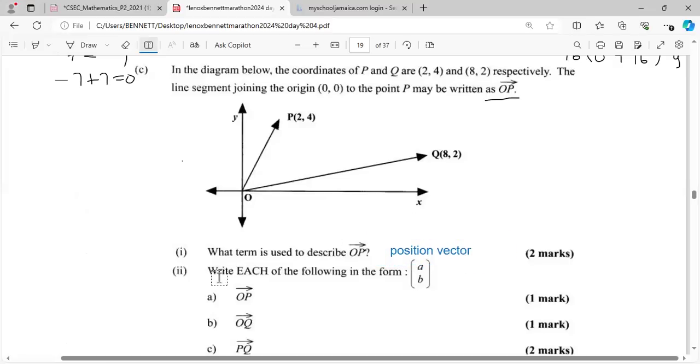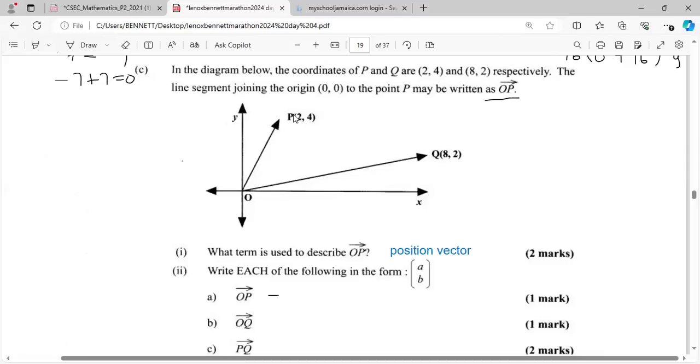Alright. It said write each of the following in the form AB. Now all I wanted to do, there's no calculation. I literally just wanted to write it in the column form. And CXC actually love giving you guys that to do. So I'm going to match it up, guys.